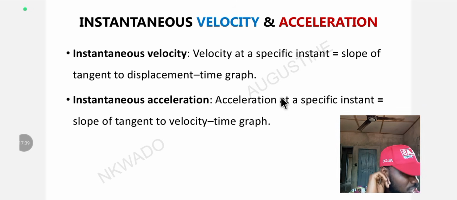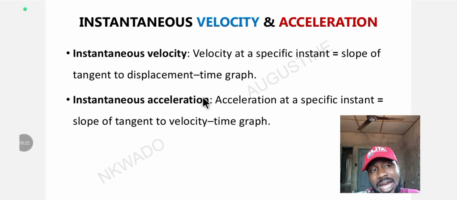Acceleration at a specific instance, which is acceleration at a specific time, is equal to the slope of the tangent to the velocity time graph. Instantaneous velocity is to displacement time graph, while instantaneous acceleration is to velocity time graph. Have that in your mind, never forget that.